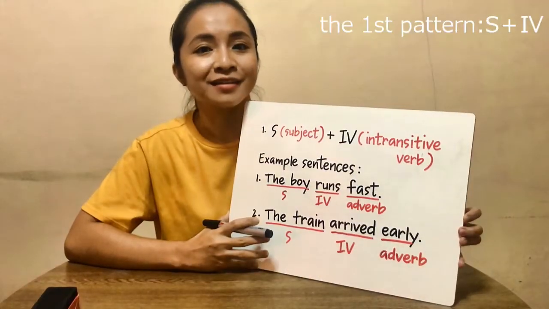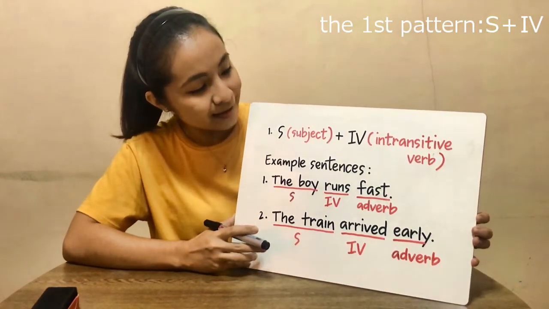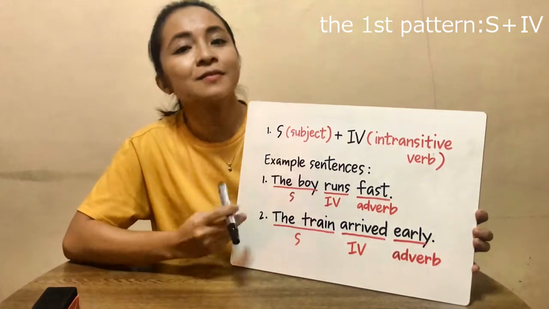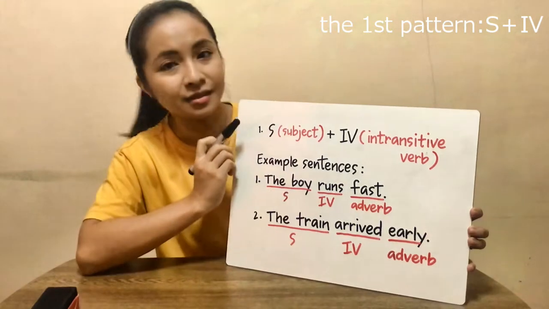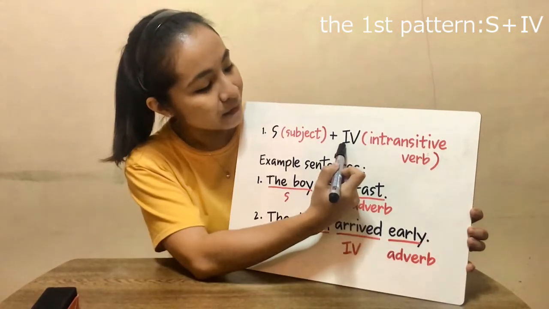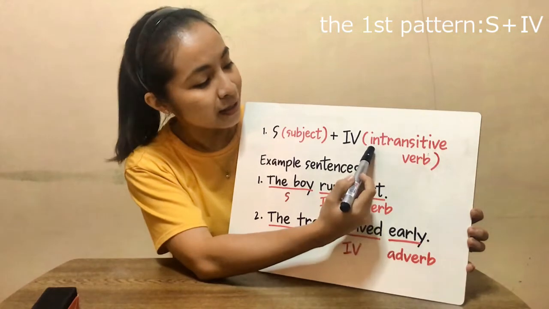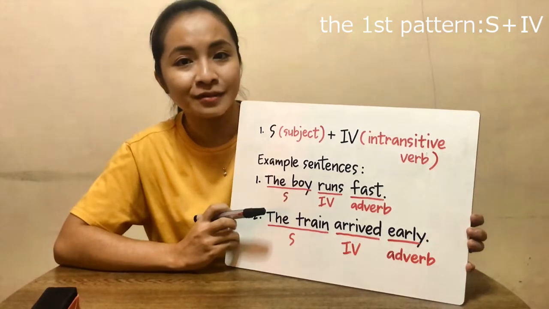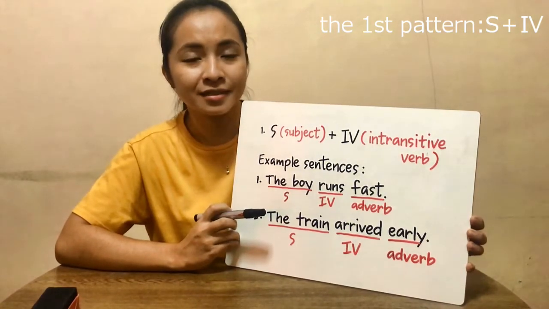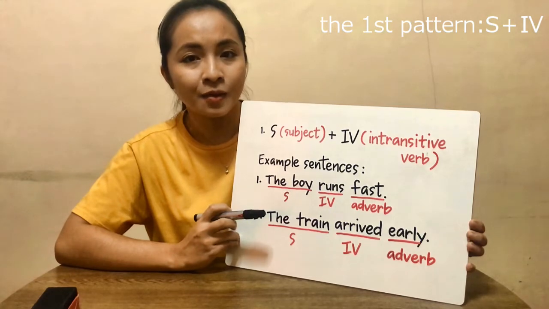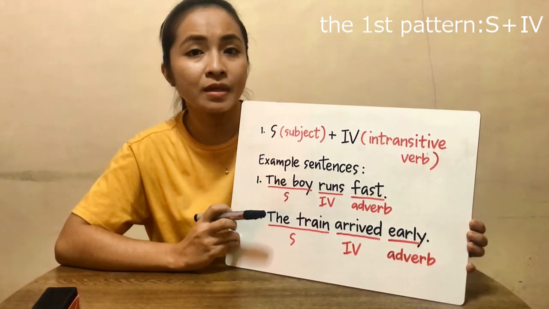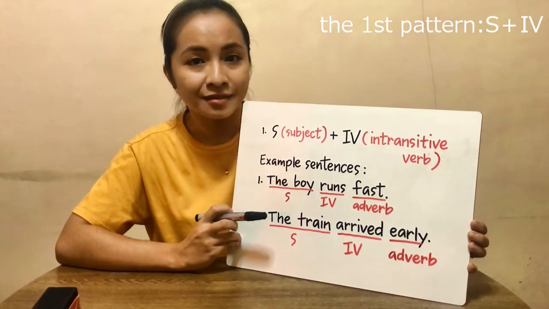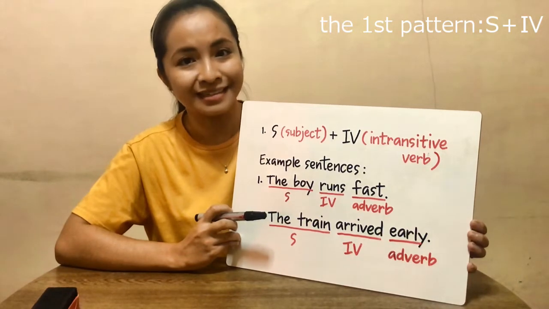The first pattern is S+IV. S stands for subject, and IV stands for intransitive verb. As we all know, a subject is the person, place, thing, or idea that is doing something or being something. So it is discussed or described in a sentence.